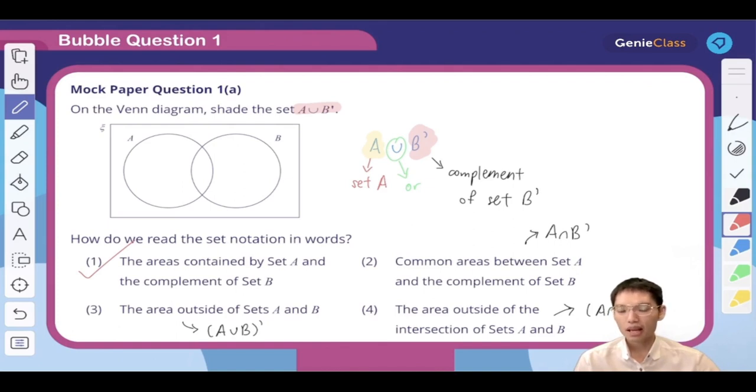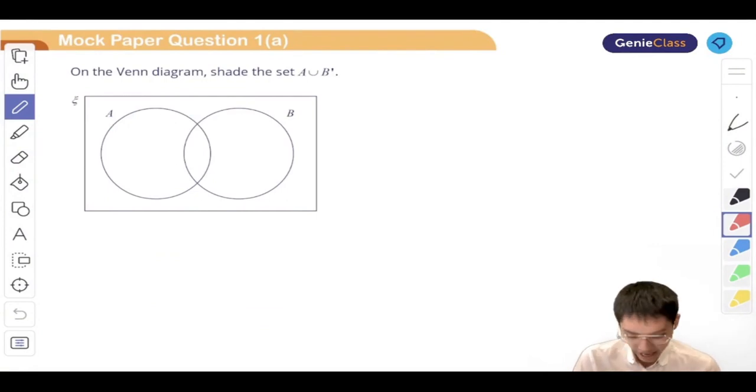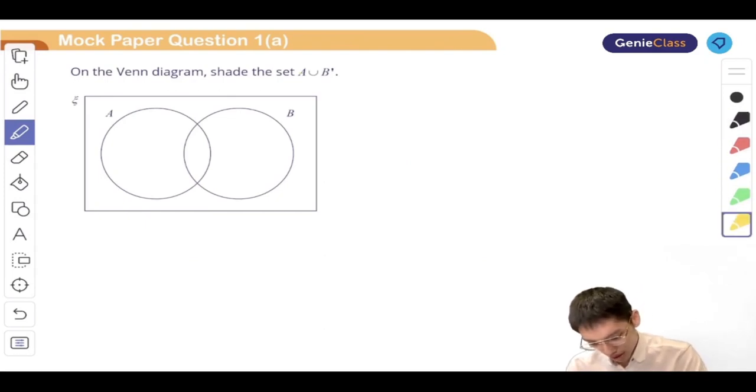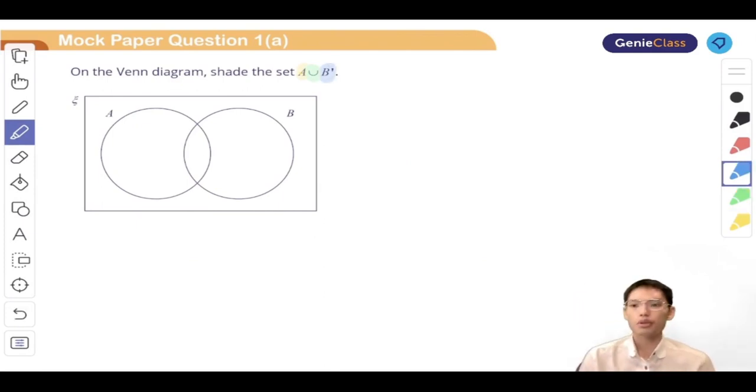Alright, that's good to hear. But now let's look at the actual question instead. I want to shade the set A. Let me just color code them. Shade the set A with the union of B prime. So I'm looking for this.